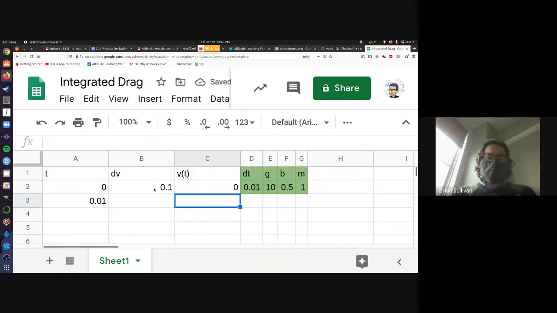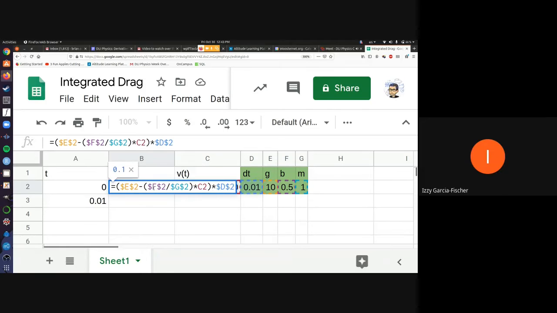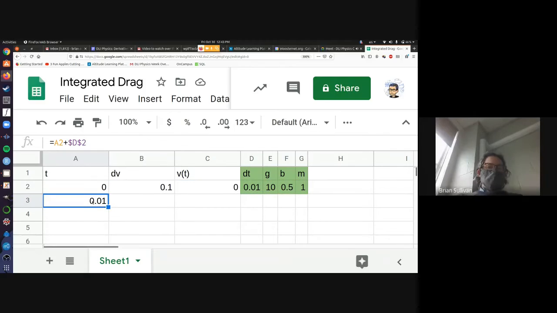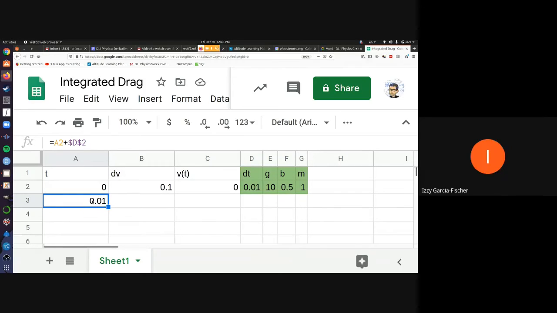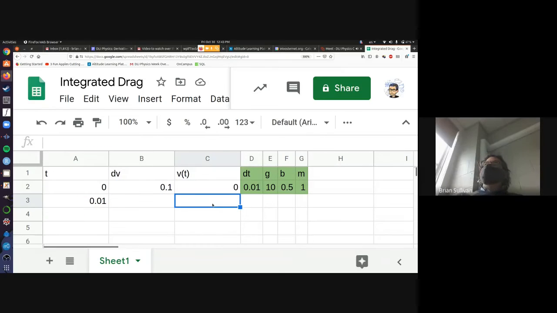Dr. Schultz, what command did you use for A3? For A3, I said equals A2 plus the time step. So equals A2 plus $D$2. Thank you. What will my v equal?